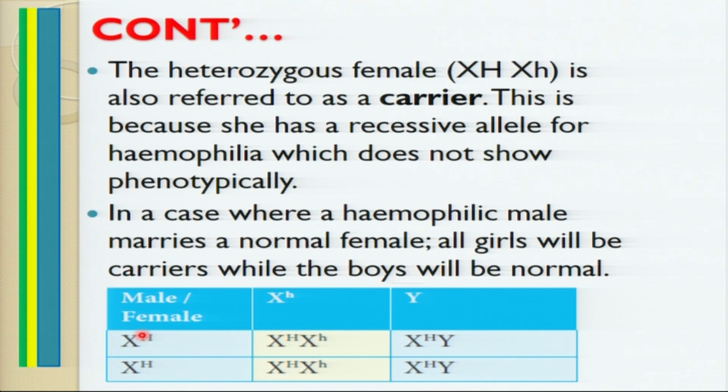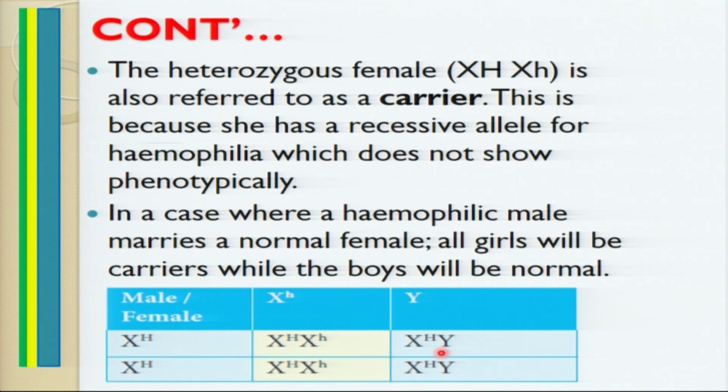In the case when a hemophilic male marries a normal female, all the girls will be carriers. Get the point? But the boys will be normal. See the diagram now. The female is normal. The male is affected. The female is not affected. All the girls are normal but carriers. But all the boys are normal. We have seen that one.